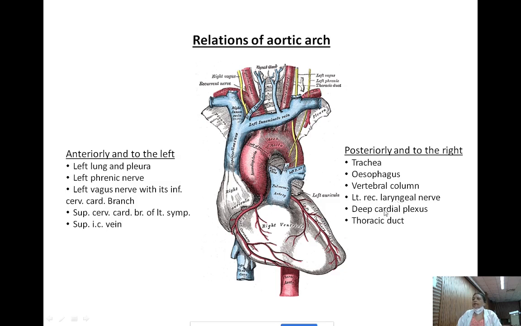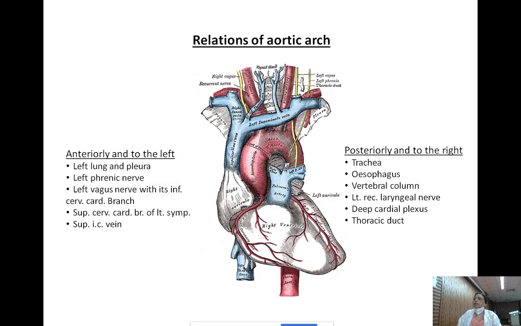Also, the deep cardiac plexus is also present posteriorly, and the thoracic duct, the esophagus along with the thoracic duct. So, trachea, esophagus. In between them, there will be the left recurrent laryngeal nerve, and the thoracic duct is also there, and also there will be the deep cardiac plexus. So these are the posterior relations.